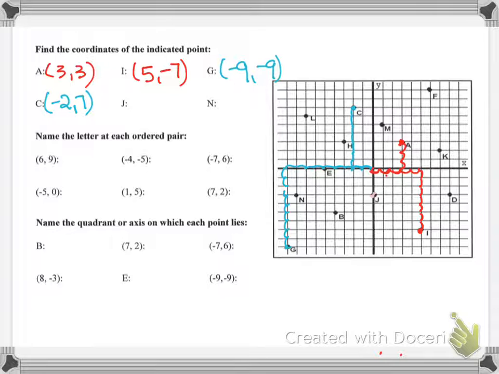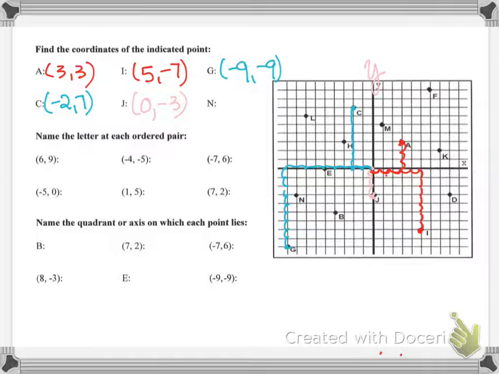Point J, if we're starting at the origin, which is where we always start, we're going across 0. Since it's on this y-axis, I don't have to move off of the y-axis. I'm going across 0 and down 1, 2, 3. Since we didn't move across, we'll have an ordered pair of 0. Going down 3 is a negative 3.